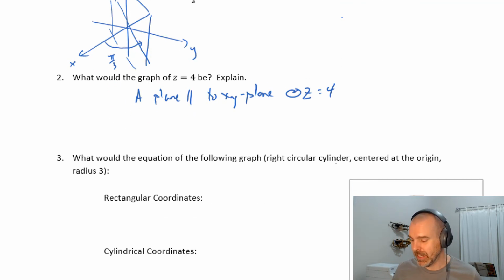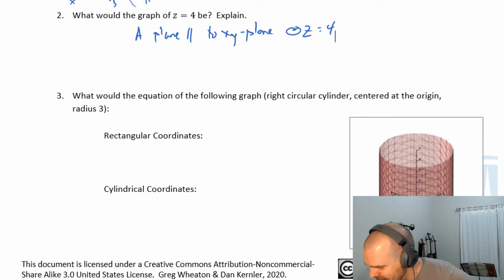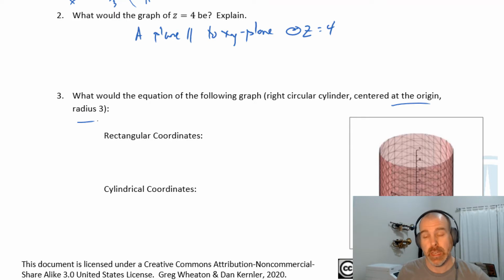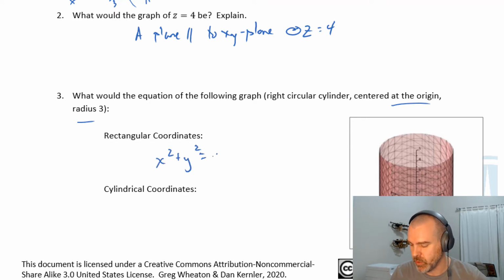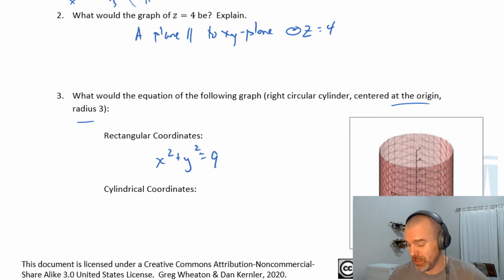All right, and lastly, some of the benefits of cylindrical coordinates. Let's look at this graph to the right. You can see we have a cylinder. If we zoom in, it's centered at the origin and the radius is 3. So in rectangular coordinates, that would be x squared plus y squared is equal to 9, and then z is free, so z moves up and down. For cylindrical coordinates, that's just saying r is equal to 3. So those are cylindrical coordinates.